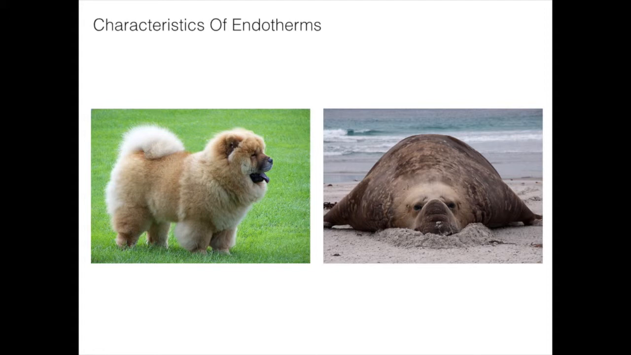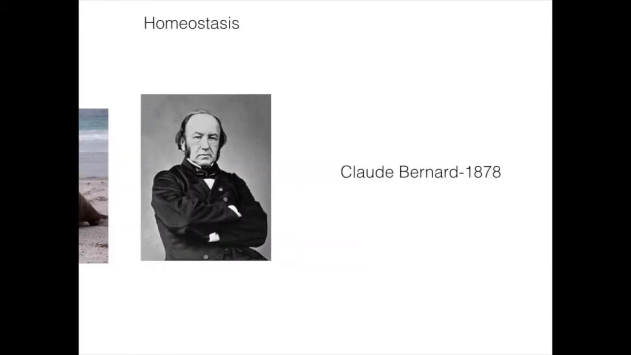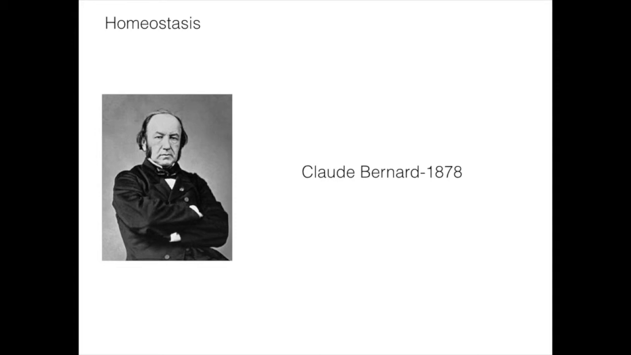There are many similar attributes that are common to endothermic organisms, such as fur and fat. You'll find that endothermic organisms have these characteristics to maintain or regulate their temperature. An organism's physiological mechanisms that work to maintain a constant internal environment in the face of external factors that vary over a broad range is referred to as homeostasis. The term was coined by this curious looking fellow, physiologist Claude Bernard, in 1878.